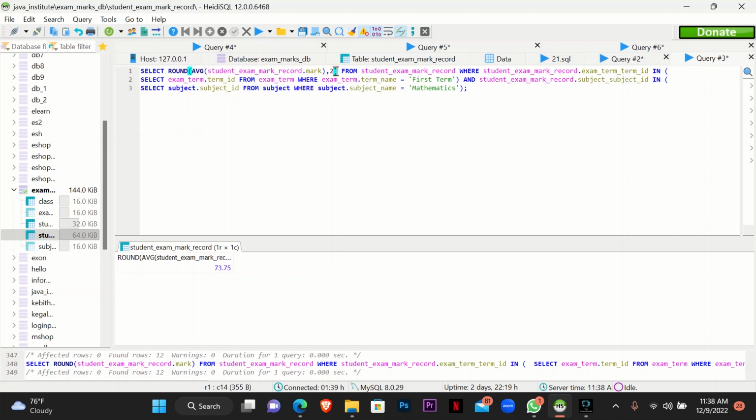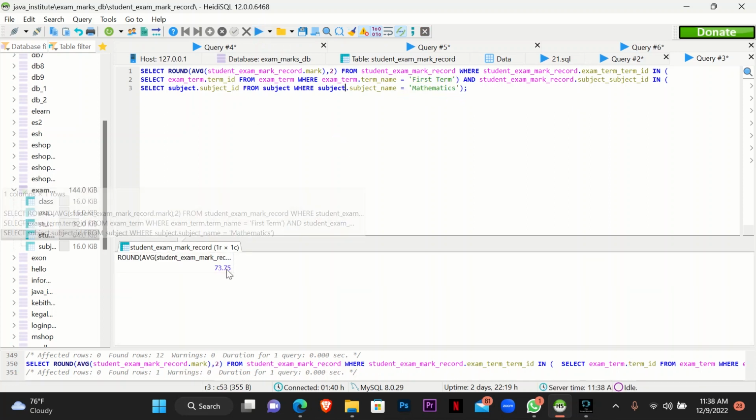Here I used a bracket for the round, and I also used the average from the mark table. Then I rounded to two decimal places because they are asking for the answer to two decimal places. Therefore, I have used this 2 here, which means how many decimal places you are going to take from the answer. Here I have used the conditions first term and the subject name is mathematics. When I execute the query, you can get the answer.